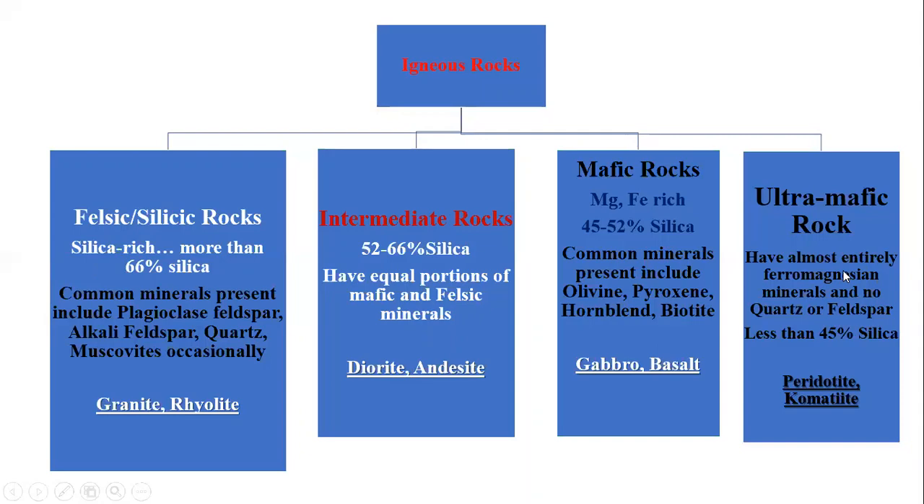While what are the ultramafic rocks? They have almost entirely ferromagnesian minerals, and they contain no quartz or feldspar. They have less than 45% of silica. Examples of ultramafic rocks include peridotite and komatiite.